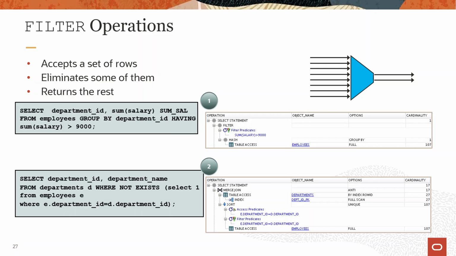So a filter operation accepts a set of rows, eliminates some of them, and returns the rest to the next row source operation within the execution plan. But you will see here if any filter predicates have been used. Like in that first example, the filter predicate sum salary bigger than 9,000 is a filtering that happens due to the having clause. Here the filter predicates, that's the join condition that is being defined in the where clause in this second example.